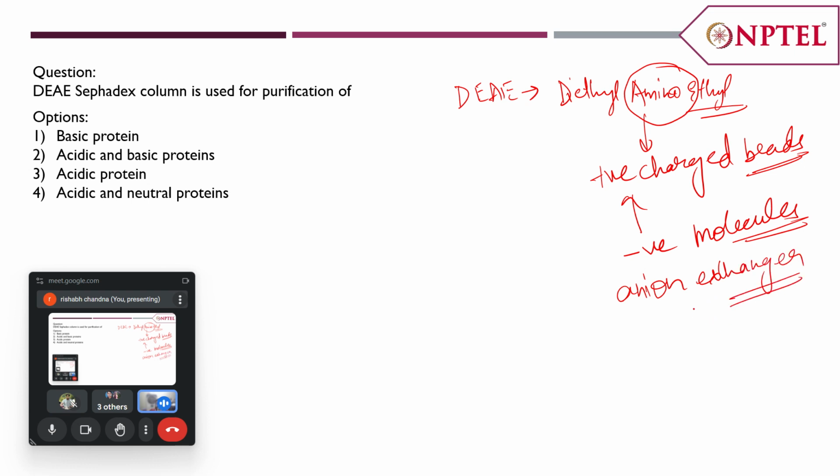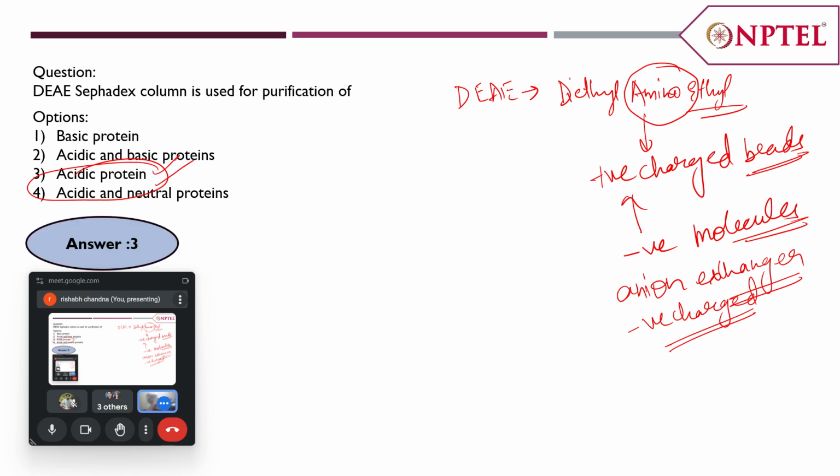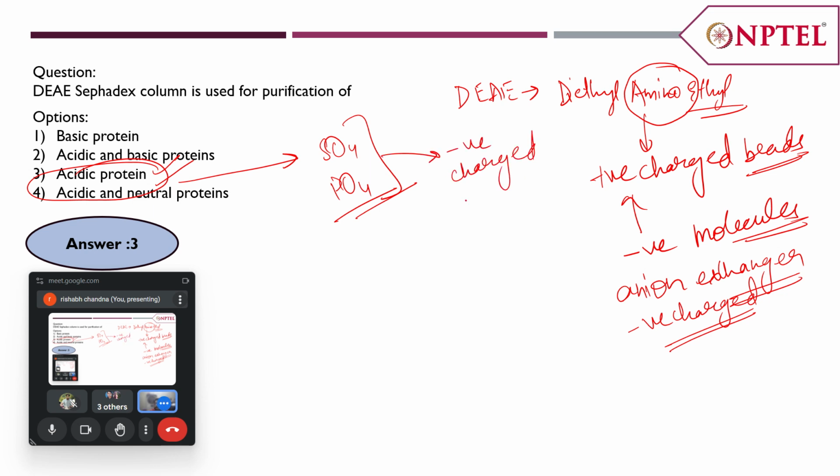Okay, so this anion exchanger will help in extracting proteins that are negatively charged, and here we'll be using it for the purification of acidic proteins basically. Because here the acidic proteins will have constituents like sulfate, phosphate. These kind of molecules will be present on the acidic proteins. That's why these are negatively charged. So here the DEAE column will be used to separate these acidic proteins.